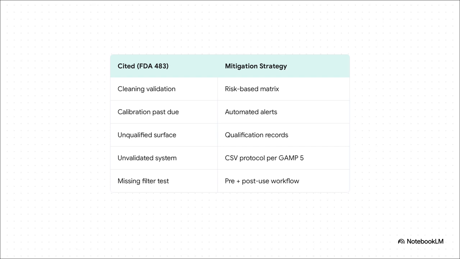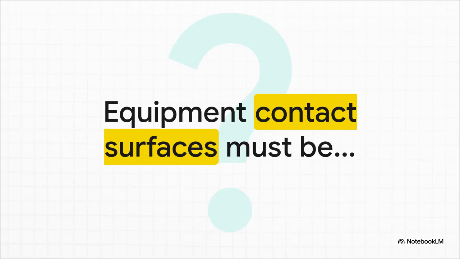Unvalidated automatic systems are going to require a strict CSV protocol, usually aligned with a GAMP5 category. And missing filter integrity tests? You can solve that simply by hardwiring pre- and post-use checks directly into your batch workflows so they can't be skipped. All right, before we wrap up this explainer, let's do a quick knowledge check to see what's stuck.